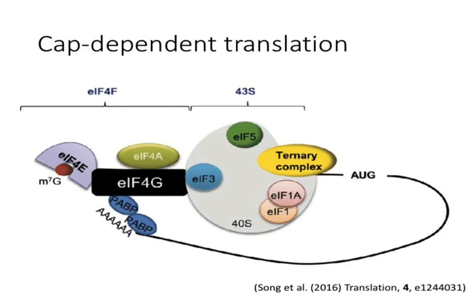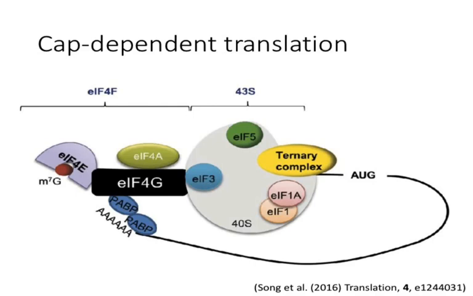eIF4G is a scaffold protein. So it's going to bind together eIF4E, eIF3, PABP, which is the poly-A binding protein, and then eIF4A. Okay, I'll pause there for a minute. Can you say what that one does? Which one? The 4G? It's a scaffold. So think of it as, it's got binding sites for eIF4E, for 4A, poly-A binding protein, and eIF3.